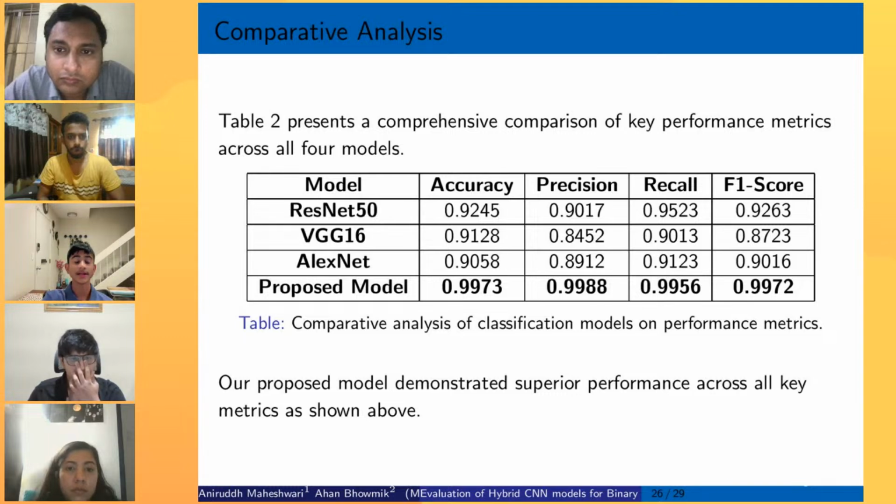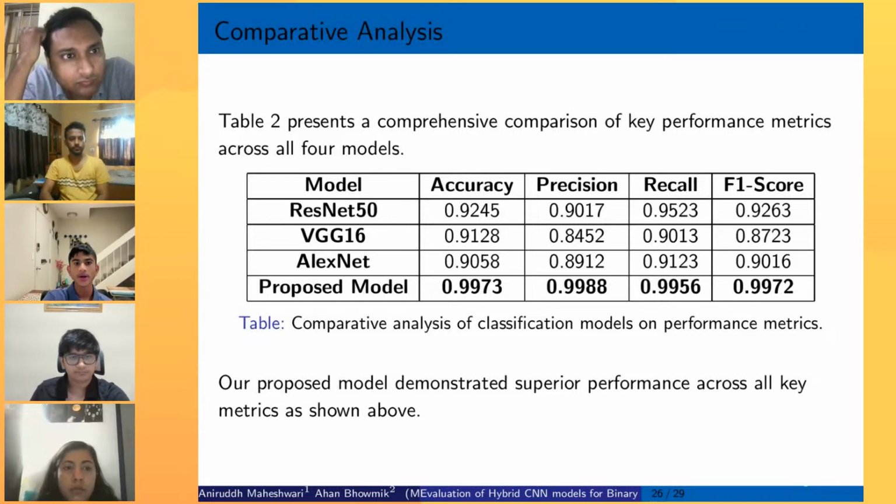Finally, let me show you a comparative analysis. Over here, our proposed model was compared against three different popular CNN models: the base ResNet 50 without any of the HOG feature descriptors, VGG16 and AlexNet. As you can see, our proposed model demonstrated superior performance across all key metrics, where it's above 99% for every single one, while the ResNet 50, VGG16, and AlexNet aren't even crossing 92 or 93% for some of the metrics.